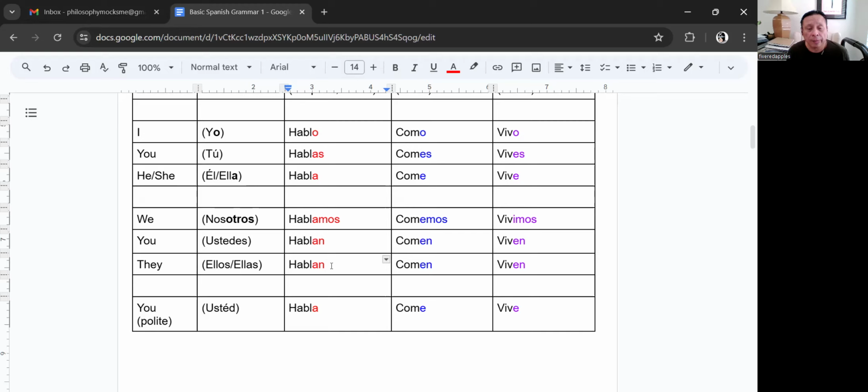Okay, so here we go. Yo hablo, tú hablas, right? Ella habla. It applies with él, but we're not using él because it's better for us to use ella. It's not a mnemonic, but it's going to help us because it has the same ending. Ella habla. Okay, and this is for the AR verbs.